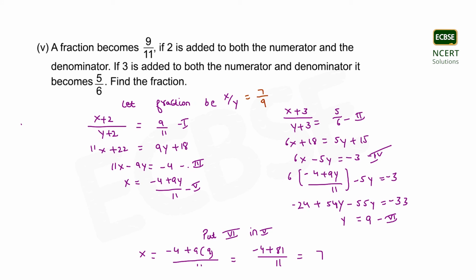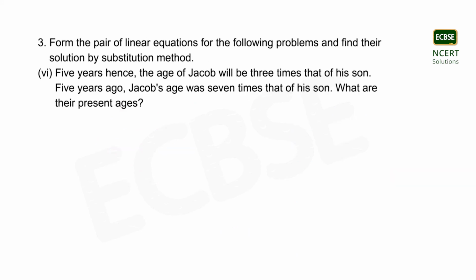Now coming to the sixth problem of this question, here the sixth problem says: 5 years hence the age of Jacob will be 3 times that of his son. 5 years ago, Jacob's age was 7 times that of his son. What were their present ages? So in the question, it's been asked to find the present ages of Jacob and Jacob's son, and the comparison has been given in statement 1 and statement 2 with respect to the present age.